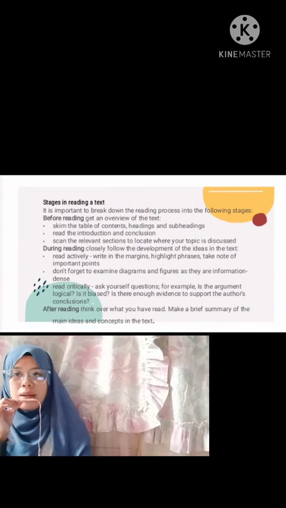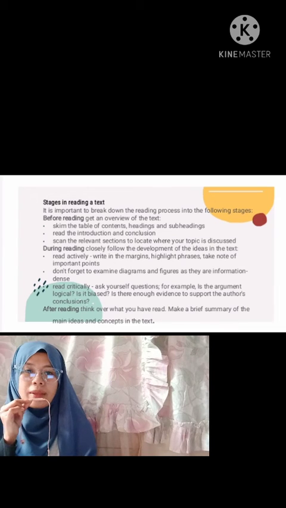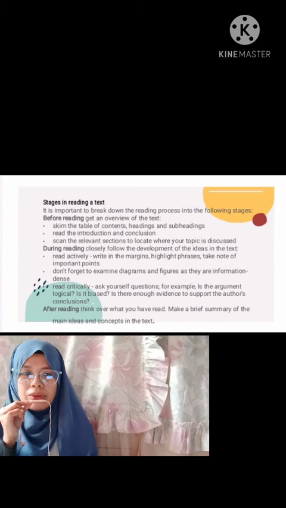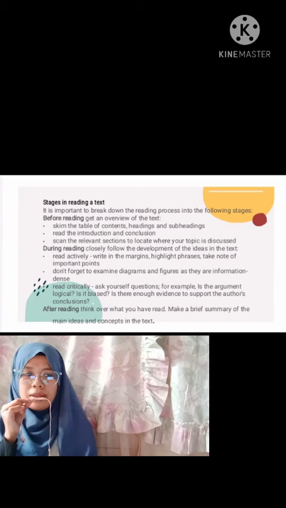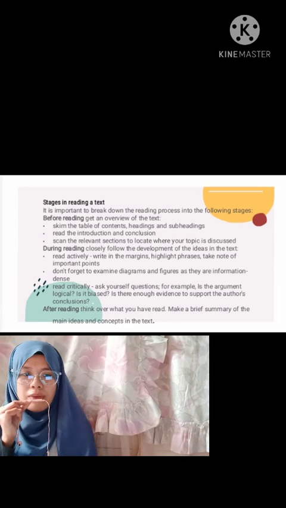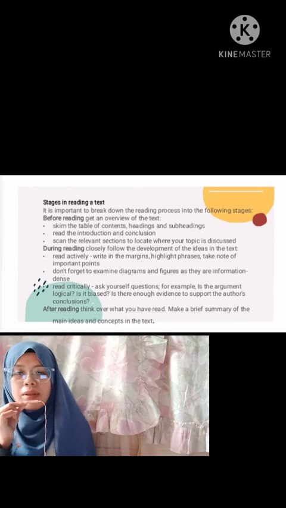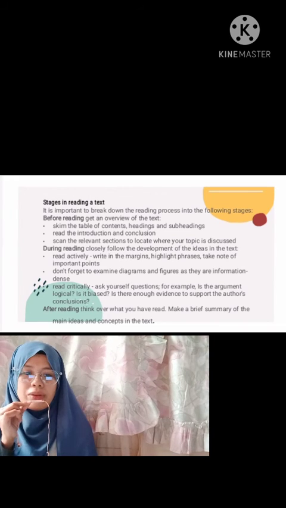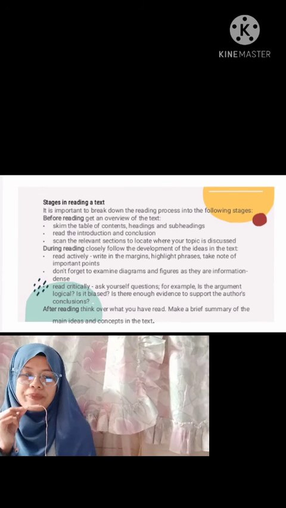For additional information, stages in reading text. It is important to break down the reading process into the following stages. Before reading. Get an overview of the text. Skim the table of content, headings and subheadings. Read the introduction and conclusion. Scan the relevant sections to locate where your topic is discussed.